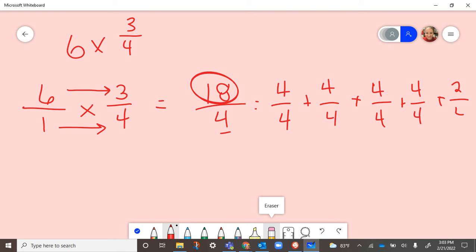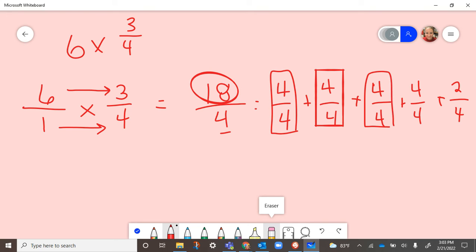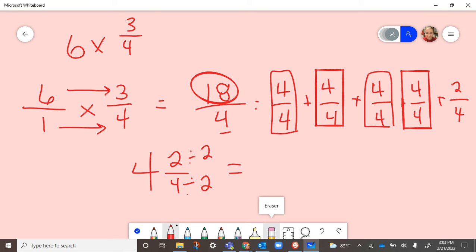So now what I'm going to do is identify those wholes. So here's 1 whole, 2, 3, 4. So 4 wholes and 2/4. And then 2/4 can be simplified. So I can divide the top and the bottom by 2. So this equals 4 and 1/2 is my answer. So 6 times 3/4 is 4 1/2.